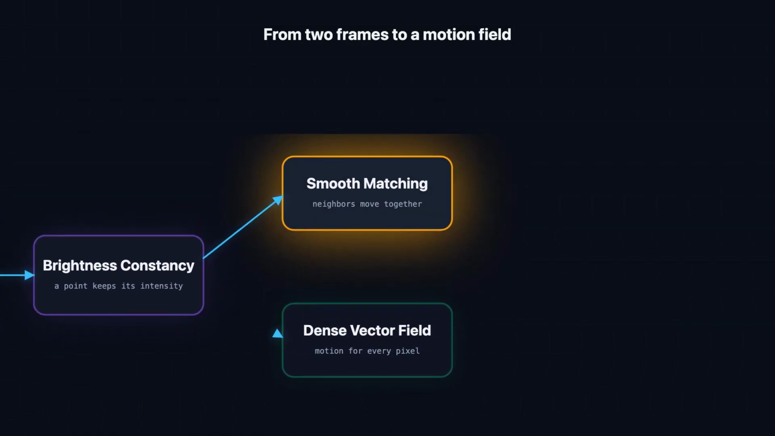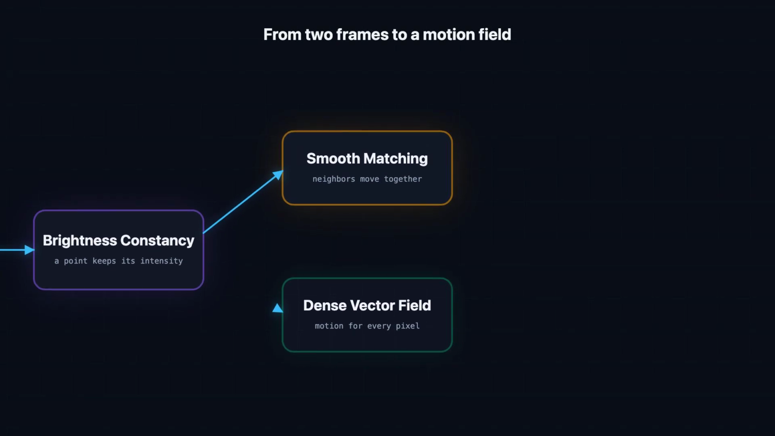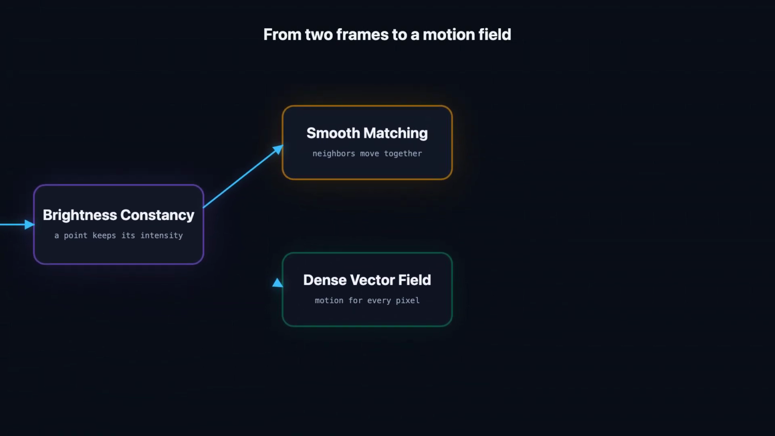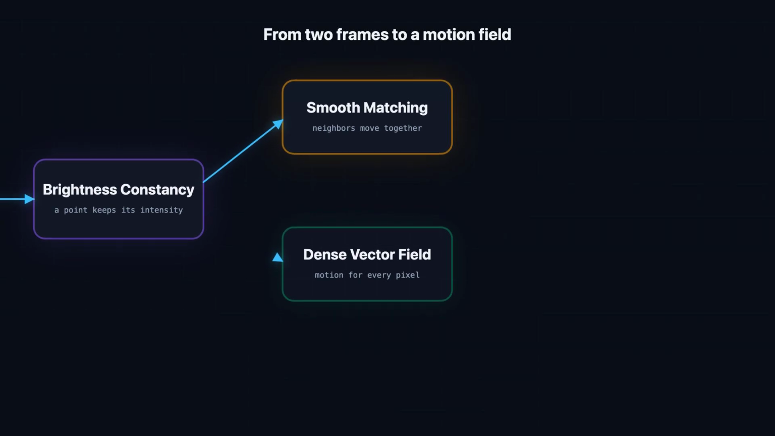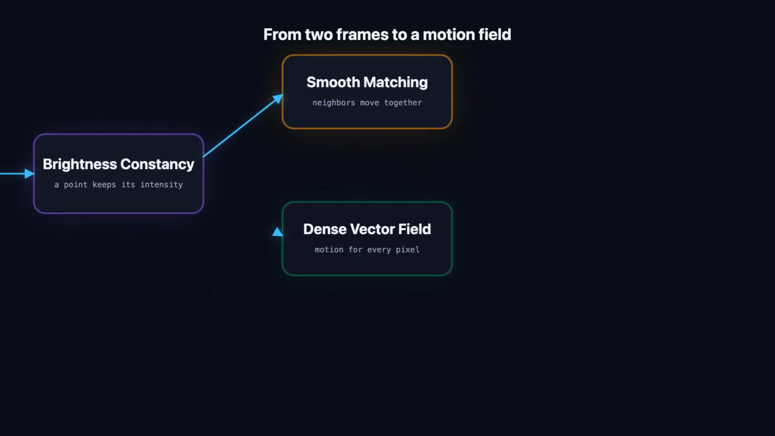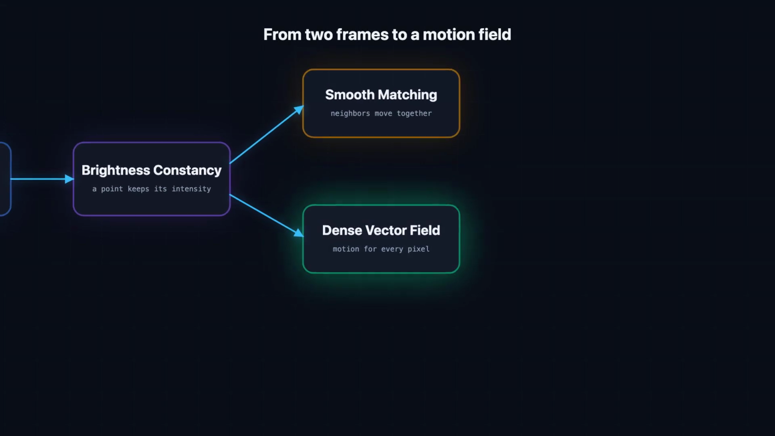Then the matching happens. Because a single pixel's motion is genuinely ambiguous on its own, an issue known as the aperture problem, methods add a smoothness assumption, the idea that neighboring pixels tend to move together, and then solve for one consistent set of matches across the whole frame at once. And the output is that dense field of motion vectors.